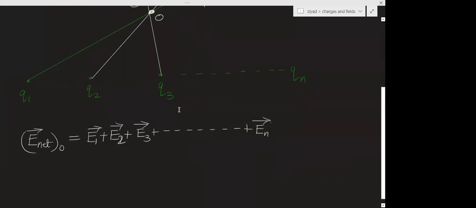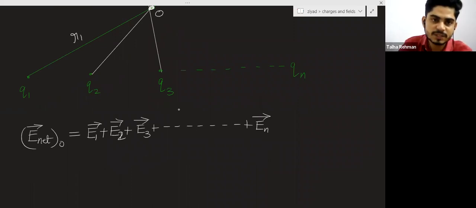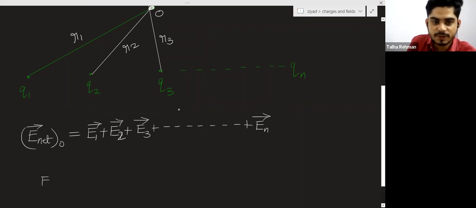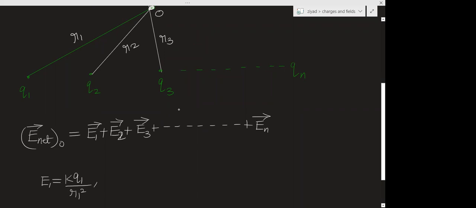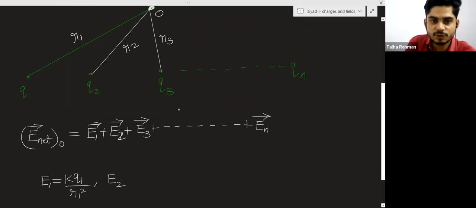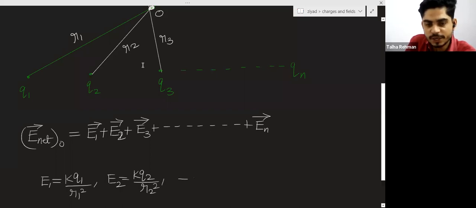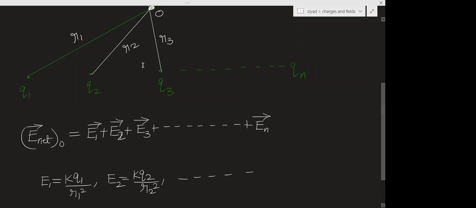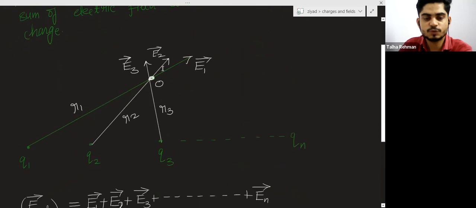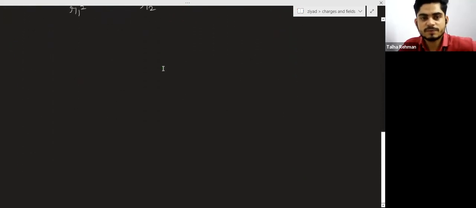If you want to calculate E1, suppose this is a distance R1, this is a distance R2, this is a distance R3. The formula for E1 is K Q1 divided by R1 square. And E2, the electric field due to this charge at this point, is K Q2 divided by R2 square. You will put the value here and you will get the answer. So this is the superposition principle, and we will solve a question on this.